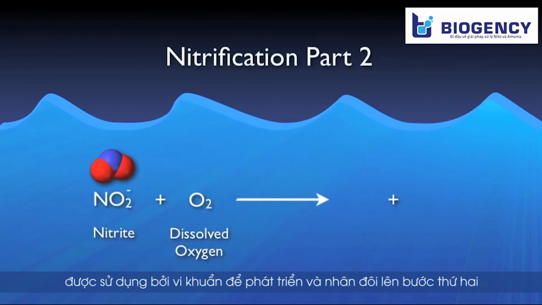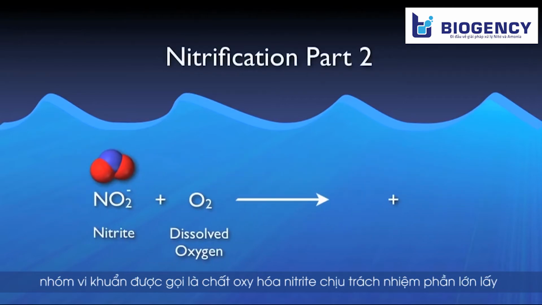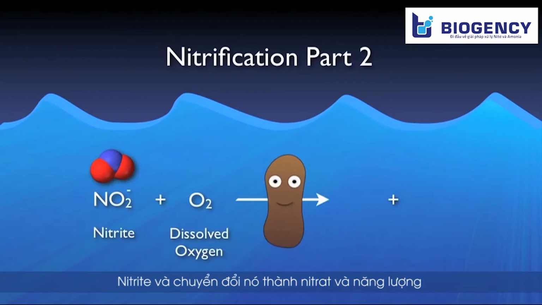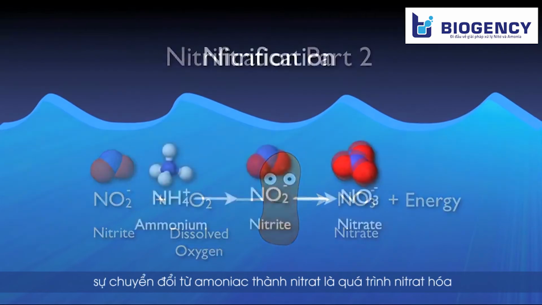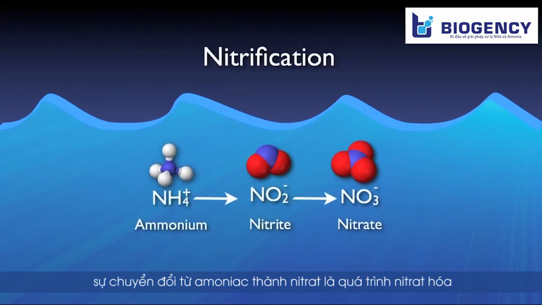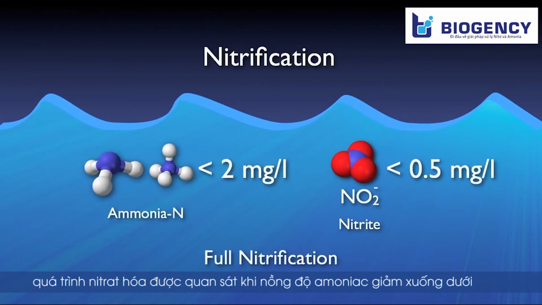The second step, for which a group of bugs known as nitrite oxidizers is largely responsible, takes that nitrite and more DO and converts it into nitrate and energy. This conversion from ammonia to nitrate is nitrification. Typically, full nitrification is observed when ammonia concentrations are reduced to less than 2 mg per liter and nitrite concentrations to less than half a milligram per liter.